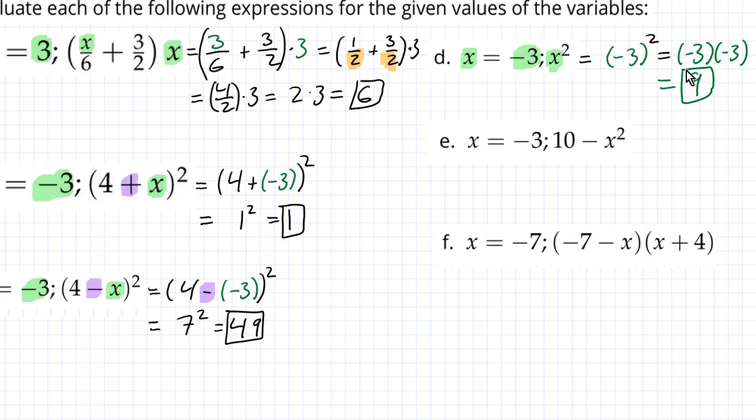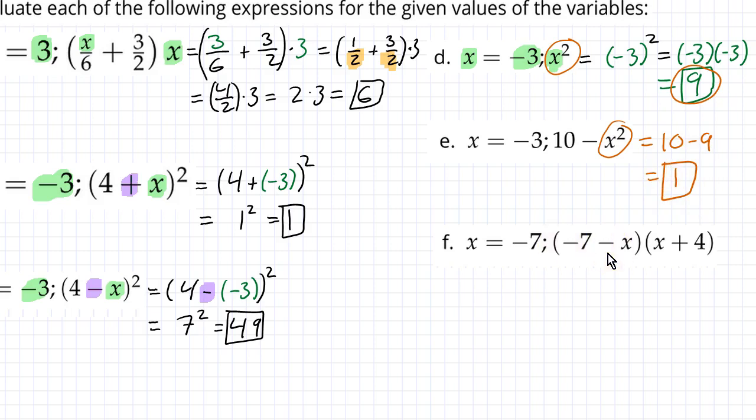Now, this one, we know that this x squared thing, this whole thing here, when x is -3, that whole thing is just going to become 9. So we could think of this as just 10 minus 9 and get 1 that way. And that's a fine way to do it.